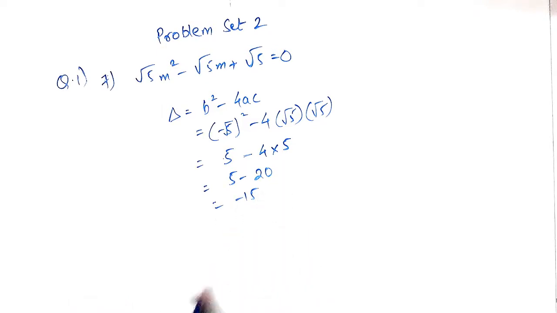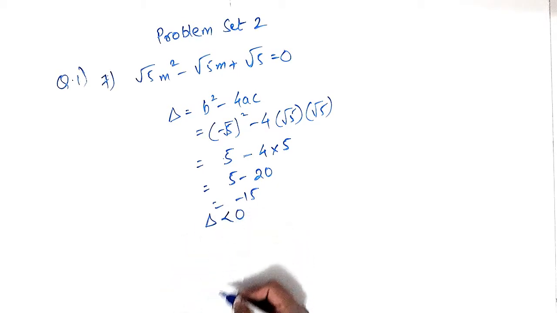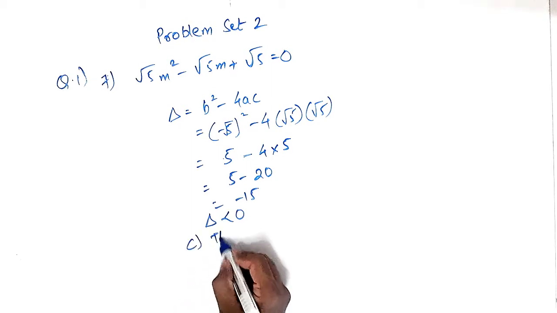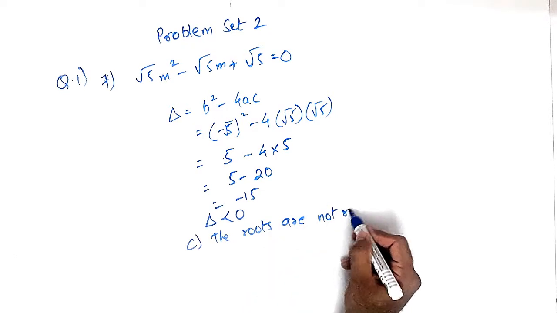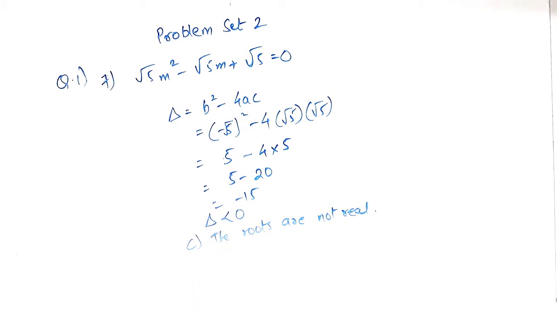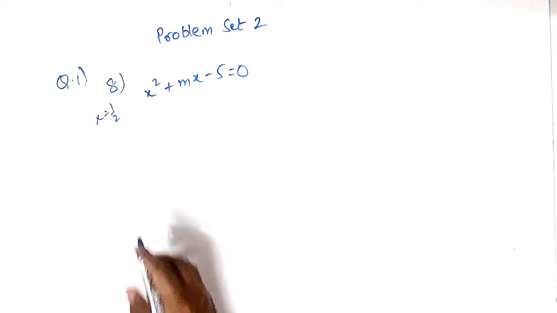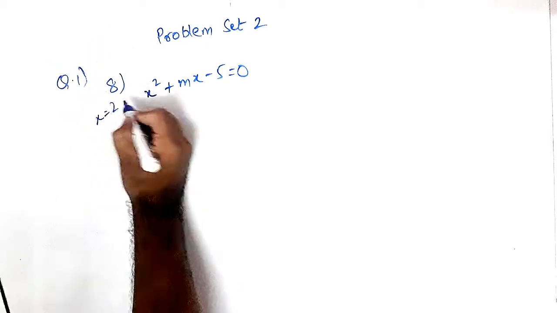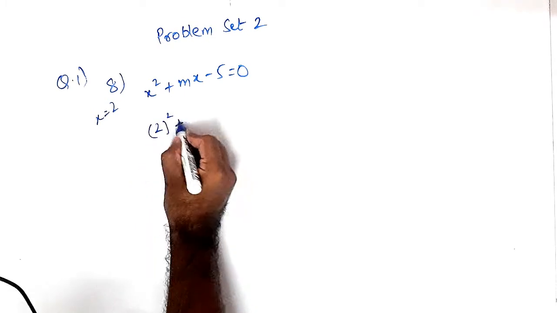When you have the value of the discriminant less than 0, which option will you have? Option C, the roots are not real. When it is less than 0 it means it is negative, so the roots are not real. Let us come on to the eighth one. Eighth one, quite simple, where one equation is given and one of the roots is given as 2. So very simple, we'll take the value of x as 2.